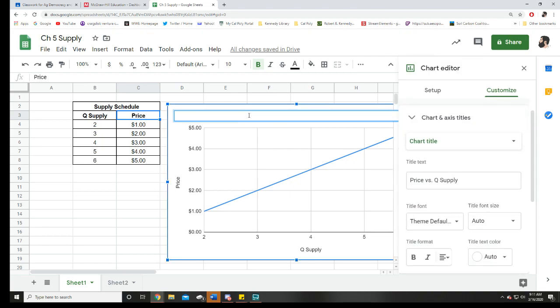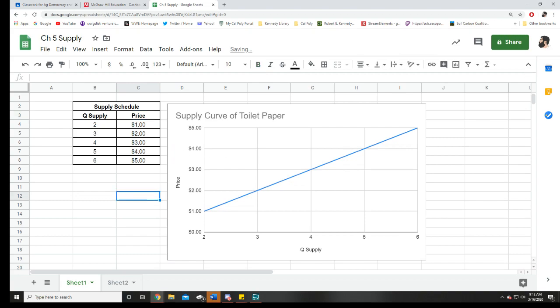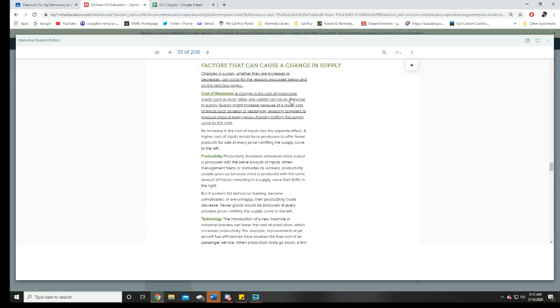So this would be the supply curve of, I don't know, Oreos, or how about toilet paper, because maybe a lot of you guys are dealing with that kind of stuff at the moment. Who knows? All right, now the supply curve of toilet paper. How about that? Good stuff. All right, so let's go back to our supply shifters.